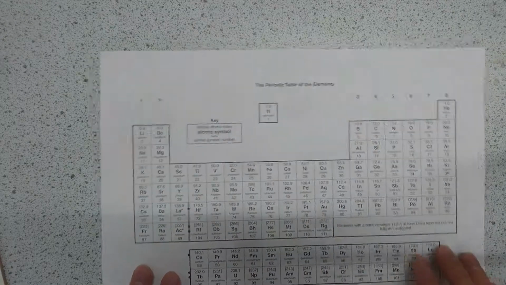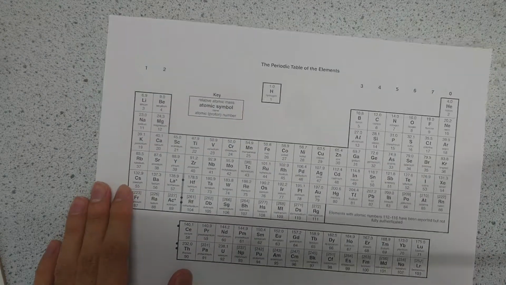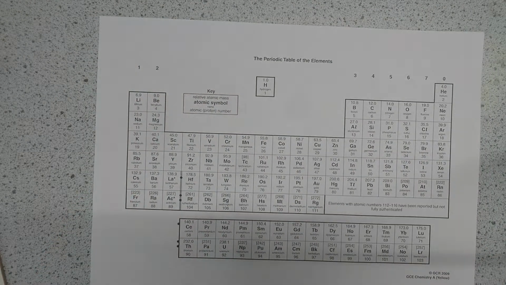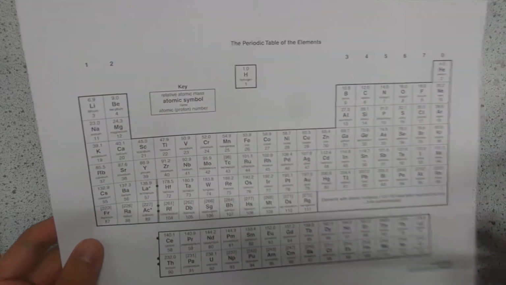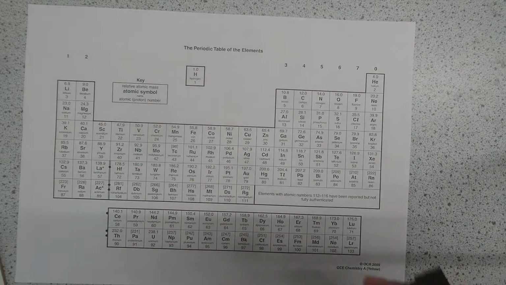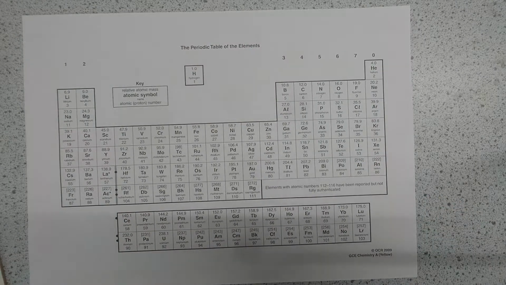There's a periodic table attached at the bottom. This is the OCR A-level periodic table. I'll keep on referring back and forth to this one. Some bits might be slightly different if you've got your own copy of the periodic table. If you haven't, download the one at the bottom.